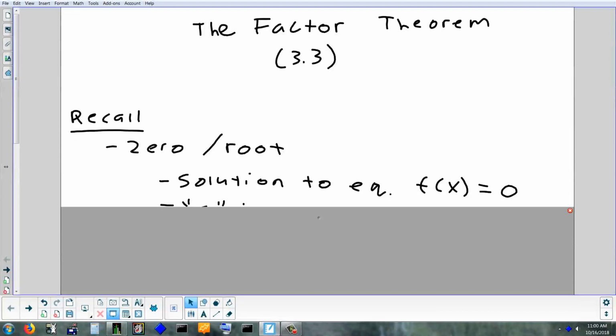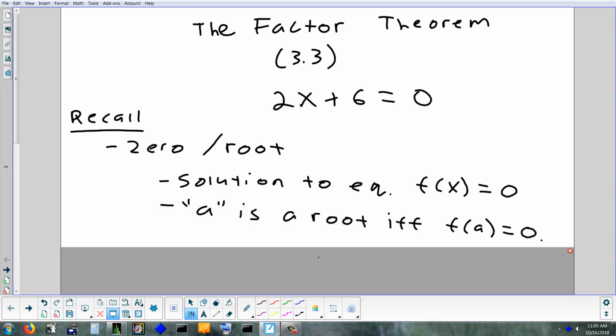All right, so if I had something like 2x plus 6 equals 0, and I said find the roots, well, the root is -3. That's the number that, if you plug it in for x, you get 0 for y. It's also where the graph would cross the x-axis. If you drew it, the graph would cross the x-axis at -3.